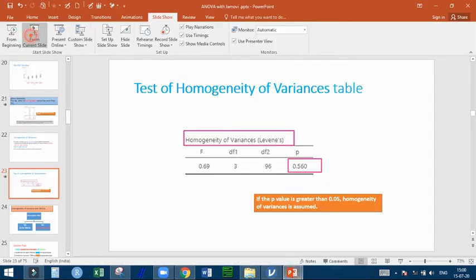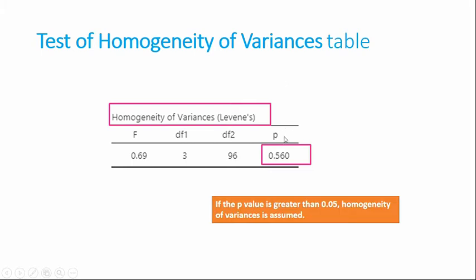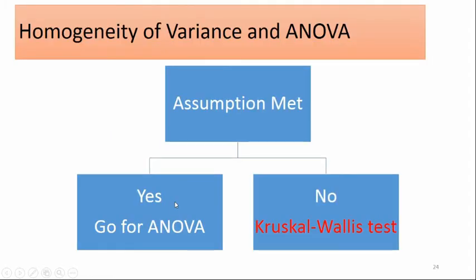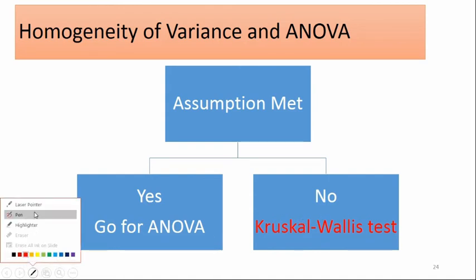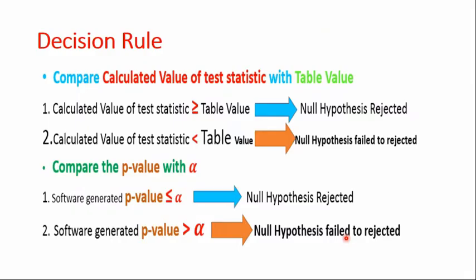Yes, this is our homogeneity of variance output, compared with 0.05. It should be greater than 0.05. Yes, our assumption of homogeneity of variance is assumed. If the assumption is met, you can go for ANOVA. If not met, you can choose the Kruskal-Wallis test, a non-parametric test.